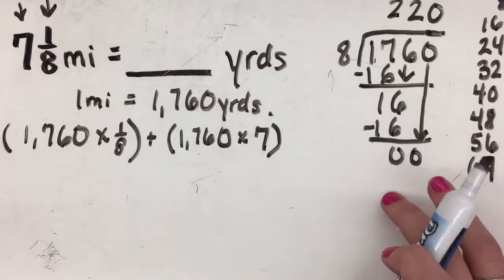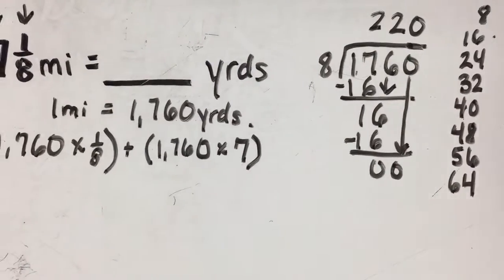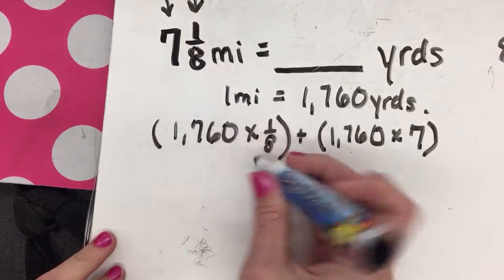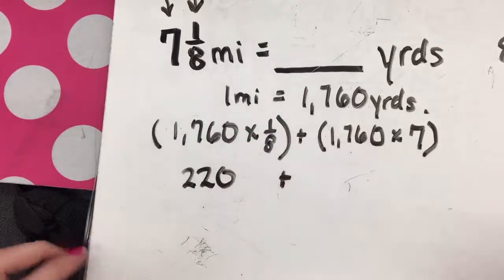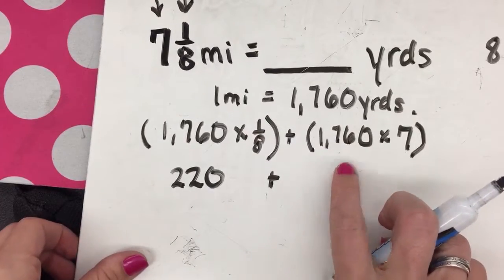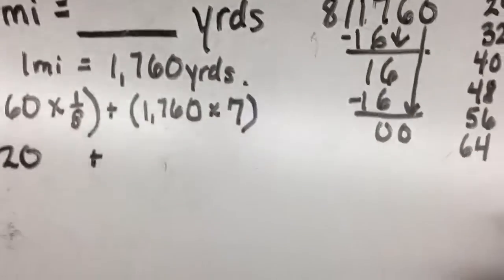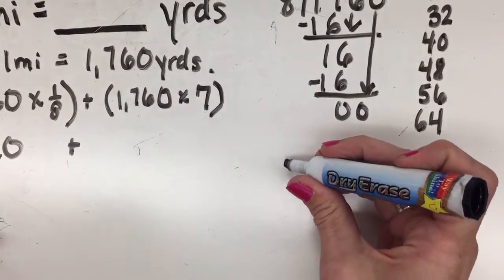So that is only a piece of it. Again, that's only 1/8 of 1,760. So that piece I've only accounted for my fraction. So I'm going to come over here. This is equivalent to 220. And now I'm going to take those 7 whole miles and multiply those 7 whole miles by 1,760 yards in each mile. So again, I'm just going to move over to the side. I have plenty of room to work it out.